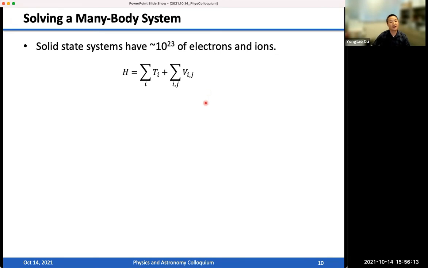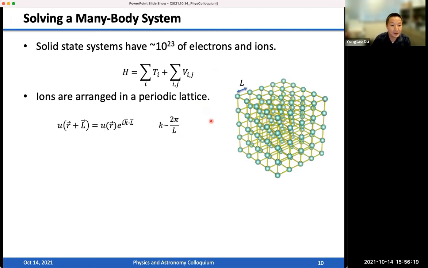But there are a few nice features of this solid state system that make it easier. One feature is that the ions are arranged in a periodic lattice, and this means it's periodic in all dimensions. As physicists, we all love periodic systems because we know that the eigensolutions to the wave function will be periodic.